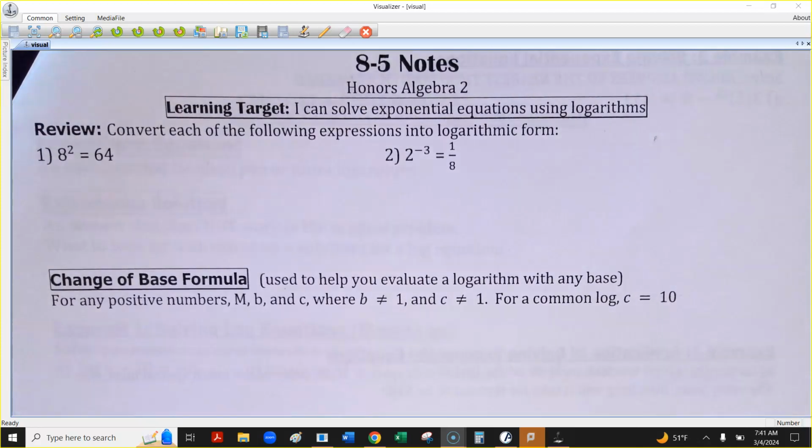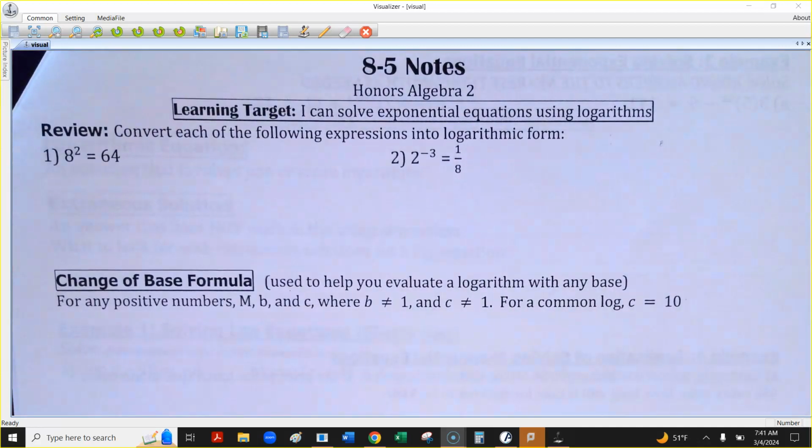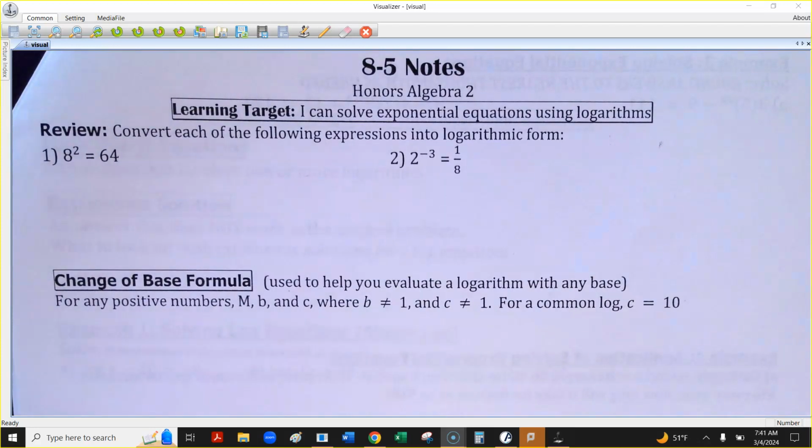something from exponential form to log form. So these first couple questions here, it's not really a question, it's a true statement. We're just going to convert it from exponential form to a log. So exponential form just means I have an exponent. So 8 squared is 64. You guys know that. So I just want to remind you this real quick.